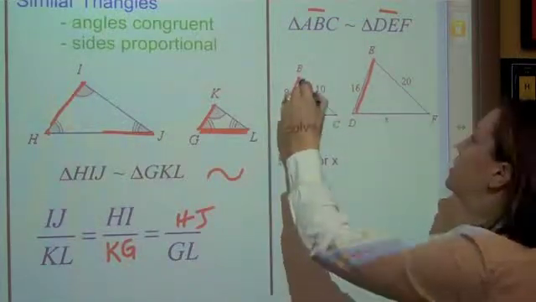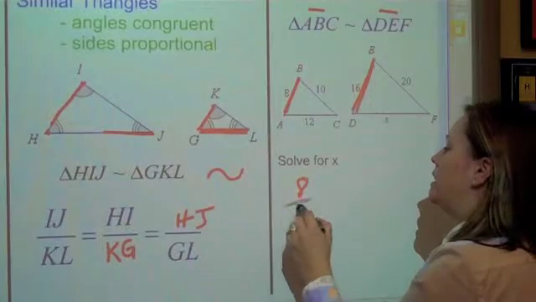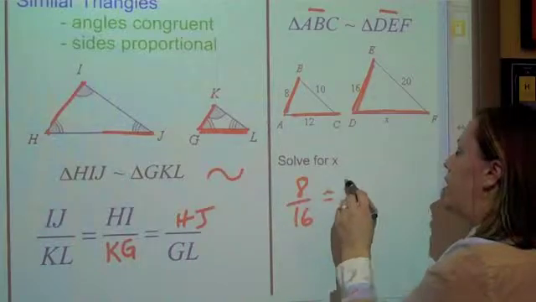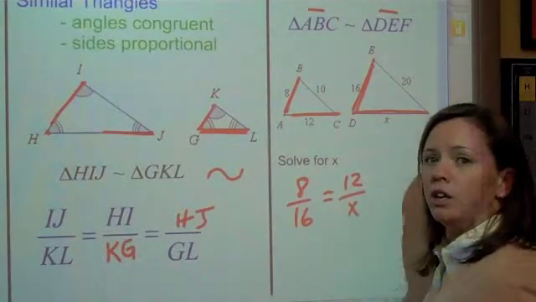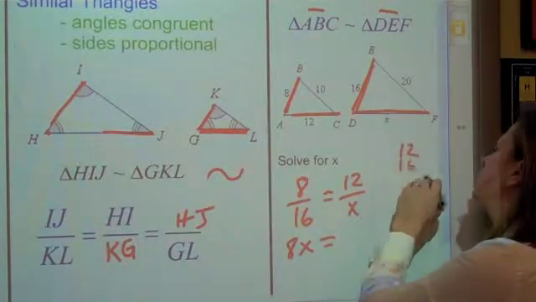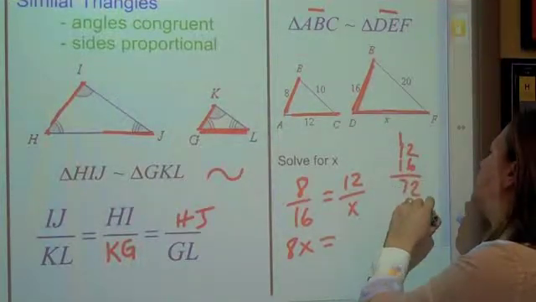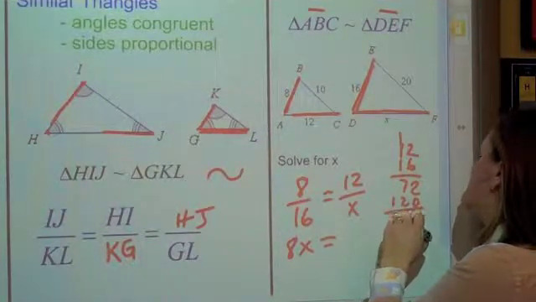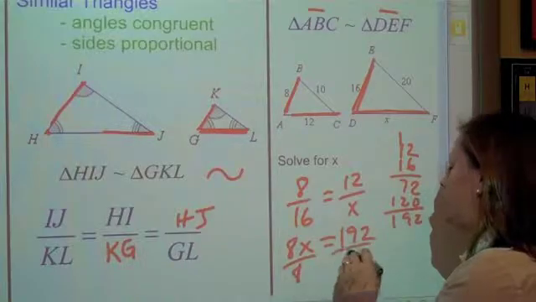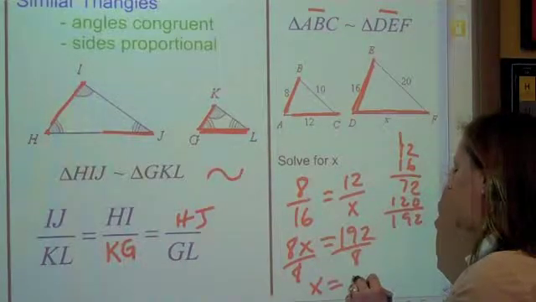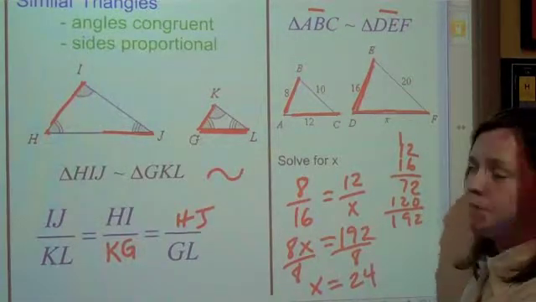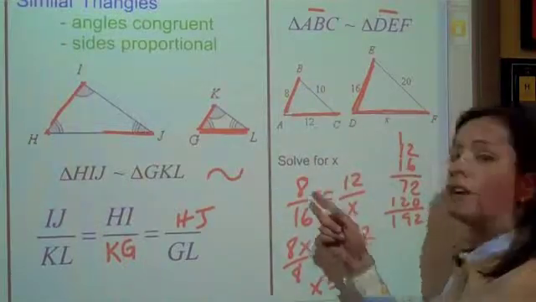And that can really help if your triangles aren't drawn in a way that it's easy to tell how they match up. So for example, I know that 8 is to 16. Look for where your variable is. It's over here. There's my x. As 12 is to x. So then if I want to solve for x, I'm going to cross multiply. 8x is equal to 12 times 16, which is 192. Better check my math on that one. Divide both sides by 8, and we get x is equal to 24. Okay? So look for your matching sides, solve for x by cross multiplying.